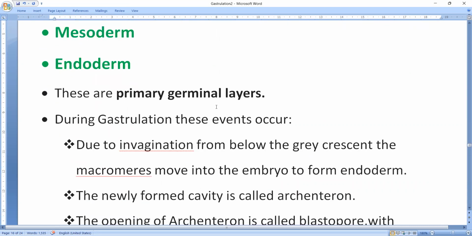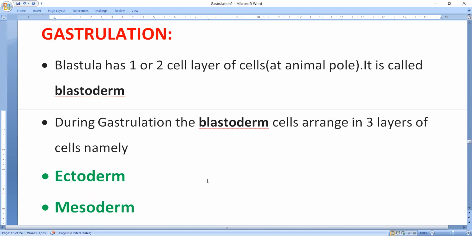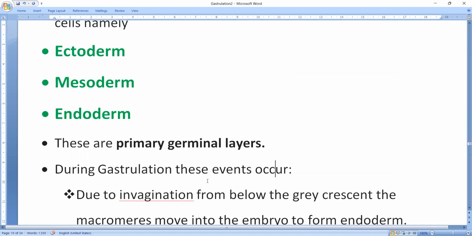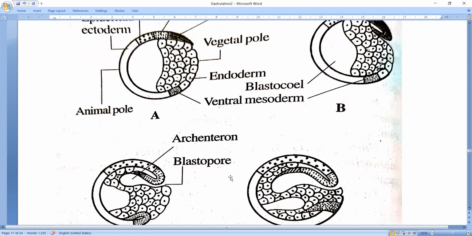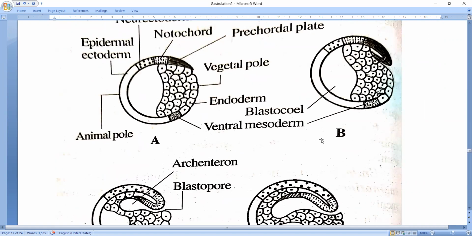During gastrulation, these are the events that occur. If you observe some events, I will show them in the diagram. This is the actual position of the embryo prior to gastrulation. This is the blastocoele, and these are the macromeres. This is the animal pole, and in this region the micromeres are seen, up to here.